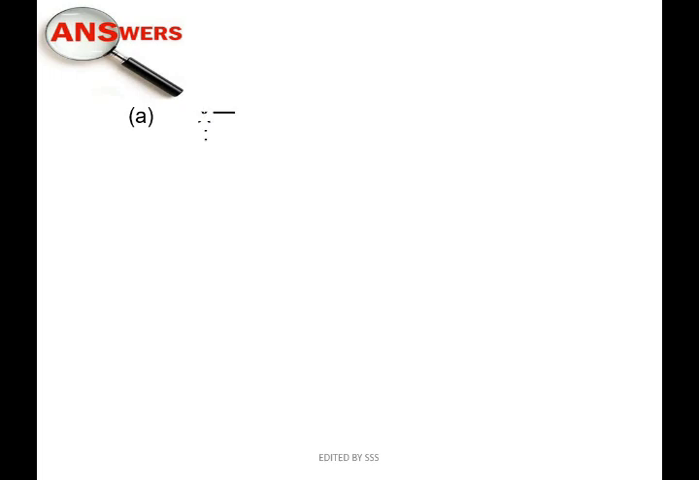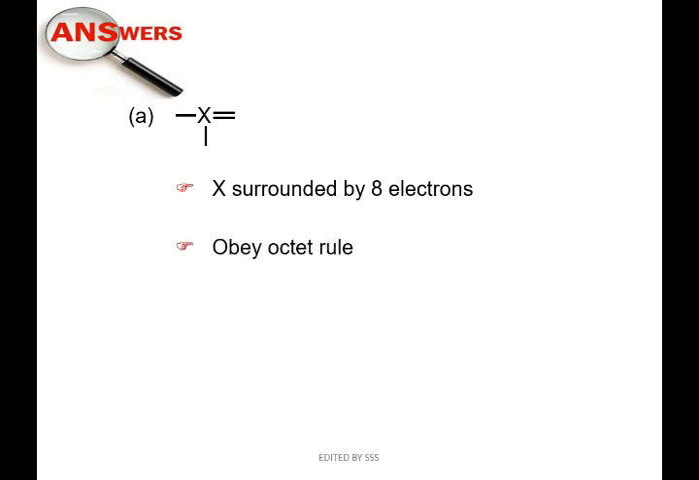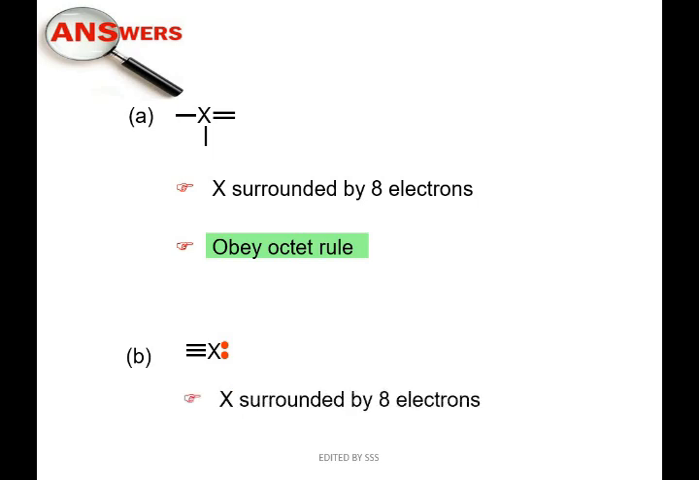In A, X has 2 single bonds and 1 double bond. It means X is surrounded by 8 electrons. Therefore, X obeys the octet rule. In B, X has one triple bond and one lone pair. That means X is surrounded by 8 electrons. Therefore, X obeys the octet rule.